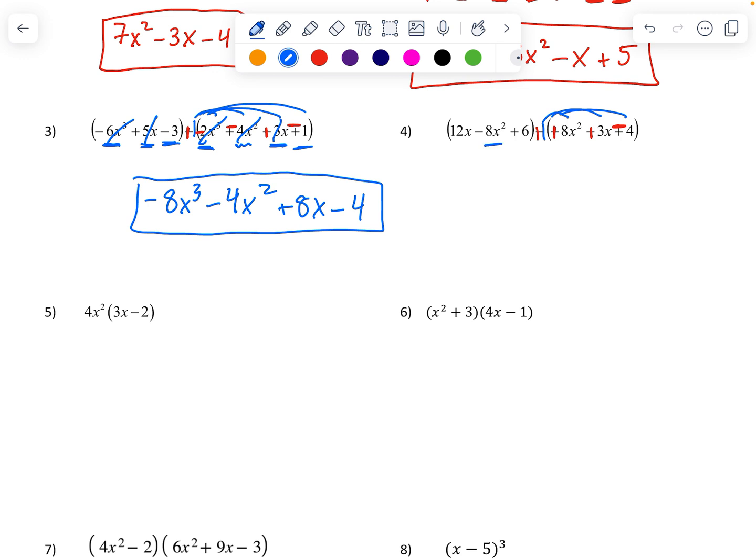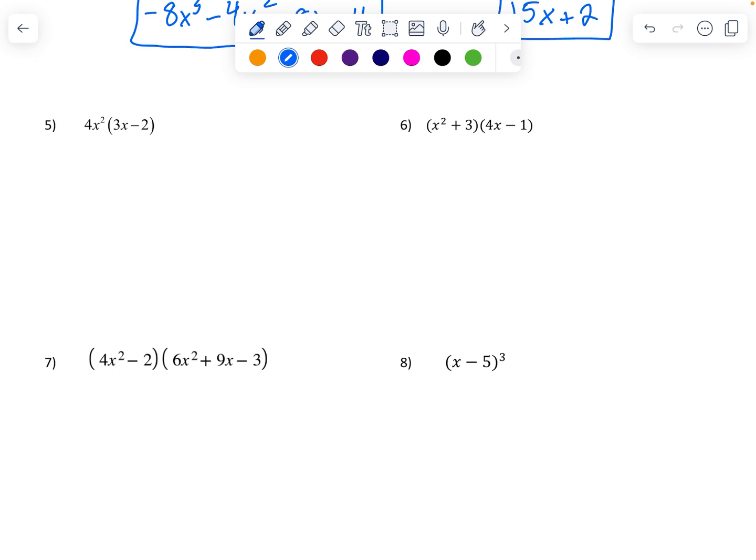For the biggest exponent, we've got negative 8 plus 8, which is 0. So those just go away. 12x plus 3x would be 15x. And 6 plus negative 4 is 2. Okay, so adding and subtracting. Hopefully that looks pretty good. We've done that with imaginary numbers, so now we're just doing it with x's.